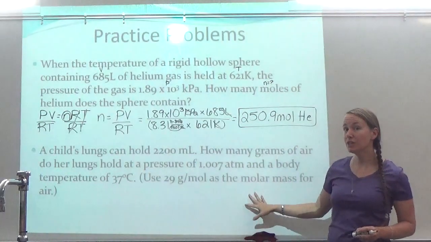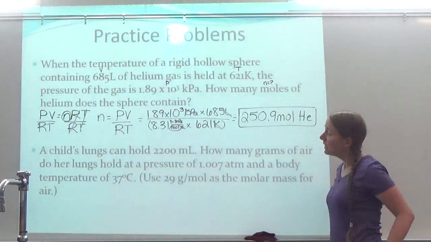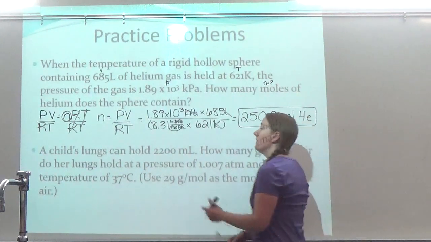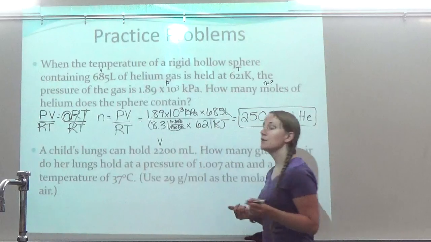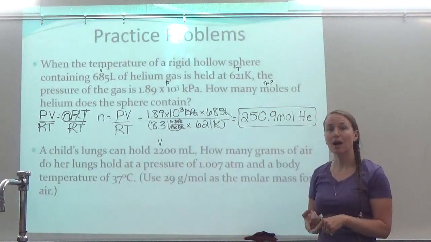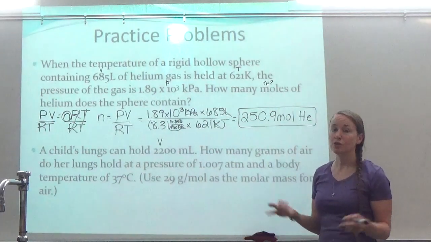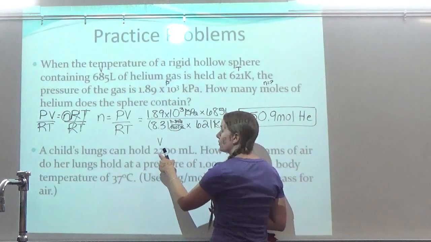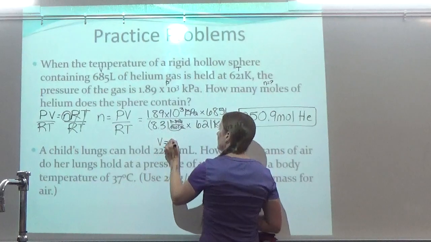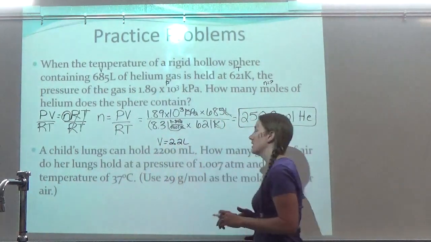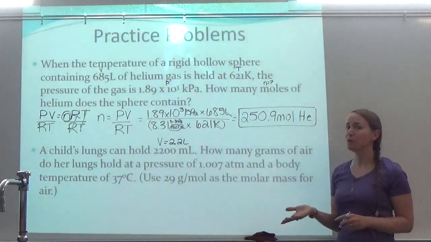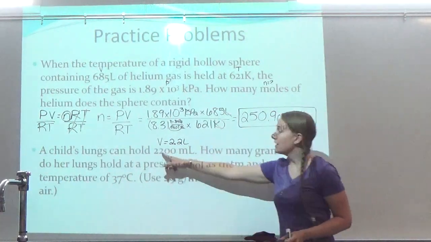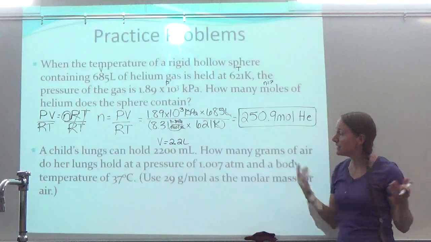Otherwise, if you're not feeling good at converting, just watch me do this one. It says a child's lungs can hold 2,200 milliliters. That is a volume, but the problem is in ideal gas law, I have to have it in liters. So to go from milliliters to liters, you just divide by 1,000, or you can move your decimal 3 places to the left. So it becomes 2.2 liters, okay? Because hopefully at this point you all know that there's 1,000 milliliters in a liter. So you just take 2,200 and divide it by 1,000. That's all you have to do.